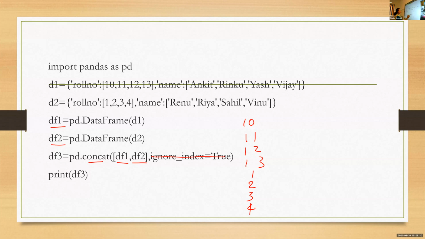If I am using ignore_index equal to true, here I am using one more parameter, ignore_index equal to true. It will ignore this index and display the normal or default index value instead. For that purpose, we use this parameter. The concat function is used for joining two data frames. This is the first data frame and this is the second data frame. If you simply use concat of df1, df2, the result is 10, 11, 12, 13, then 1, 2, 3, 4. If I use ignore_index equal to true, it will ignore the current index value and replace it with the default index values 0, 1, 2, 3, 4, 5, 6, 7.